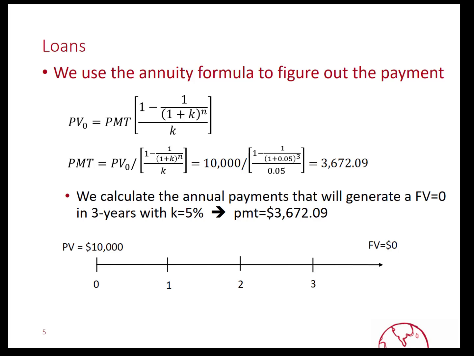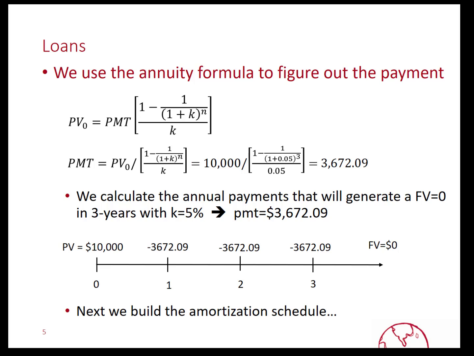Putting it into our timeline, this is what it will look like. Notice that because we're making payments, we're going to put them in as negative because it's money that is flowing out of our pocket. With this payment, we can now build the amortization schedule and figure out how much is going to be interest and how much is going to be principal out of each payment.